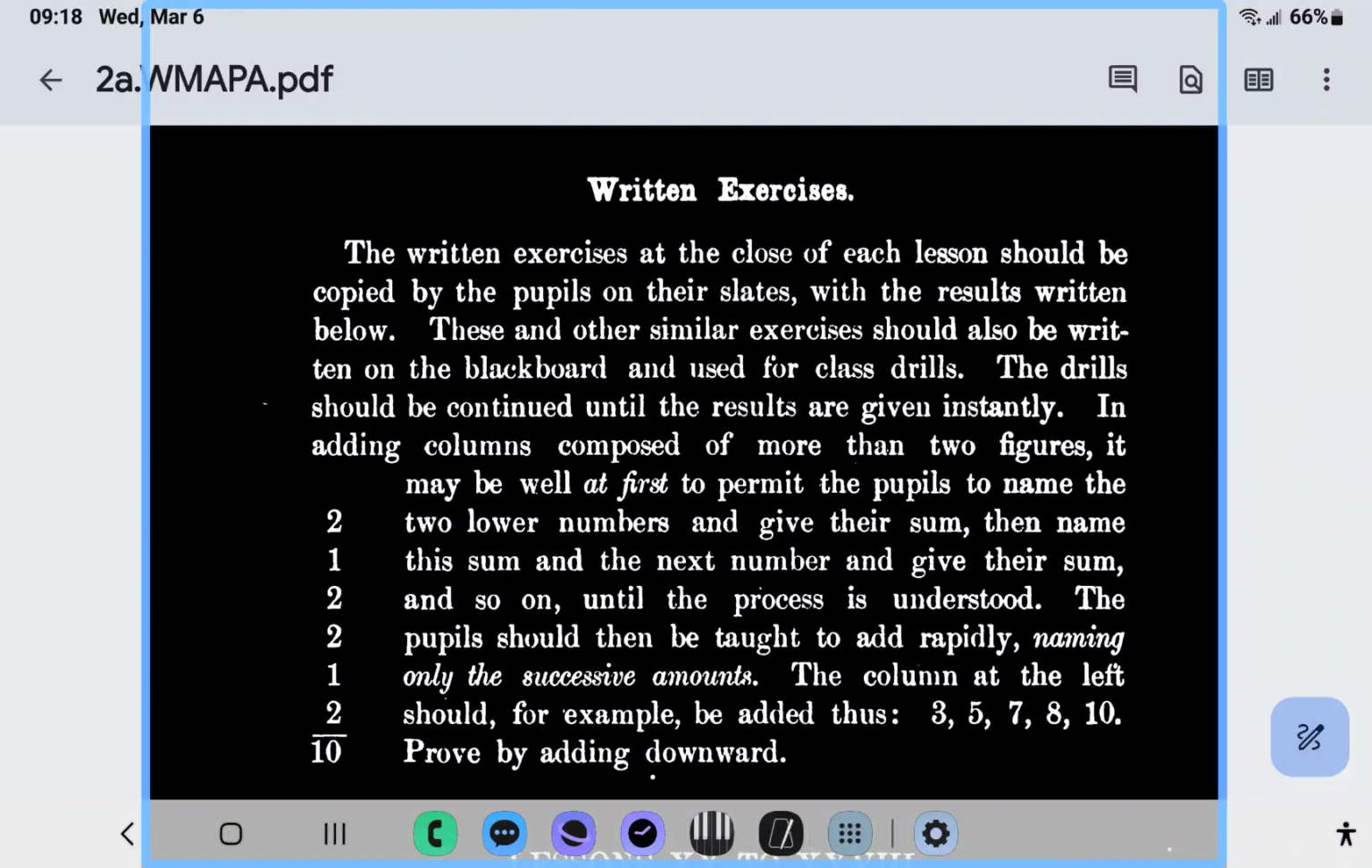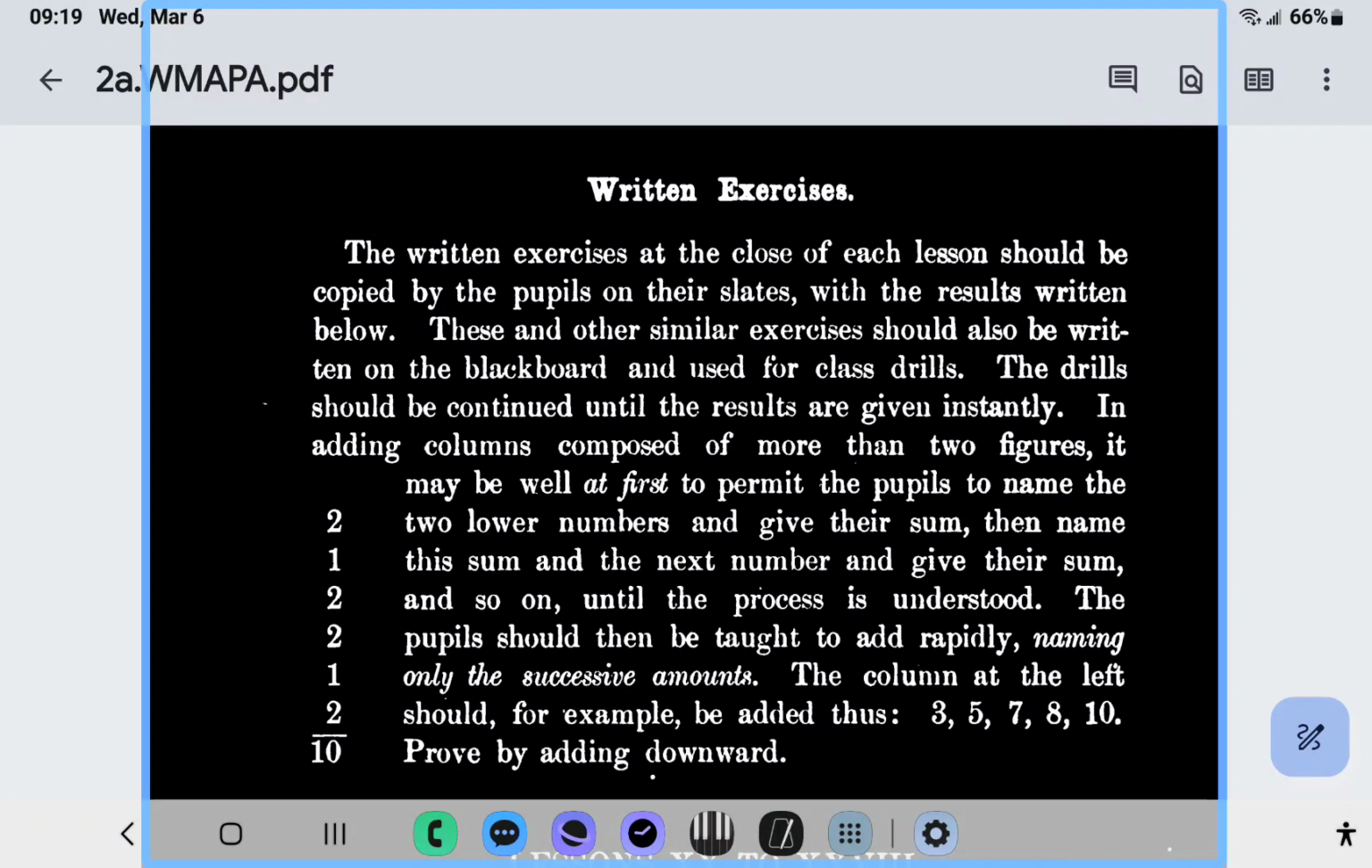Written exercises. The written exercises at the close of each lesson should be copied by the pupils on their slates, with the results written below. These and other similar exercises should also be written on the blackboard and used for class drills. The drills should be continued until the results are given instantly. In adding columns composed of more than 2 figures, it may be well at first to permit the pupils to name the two lower numbers and give their sum, then name this sum and the next number and give their sum, and so on until the process is understood.